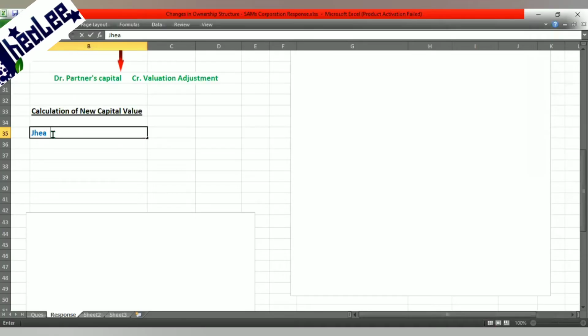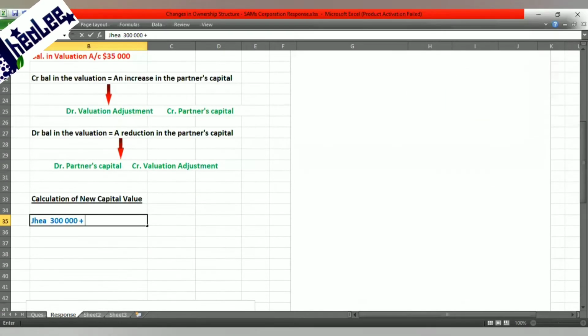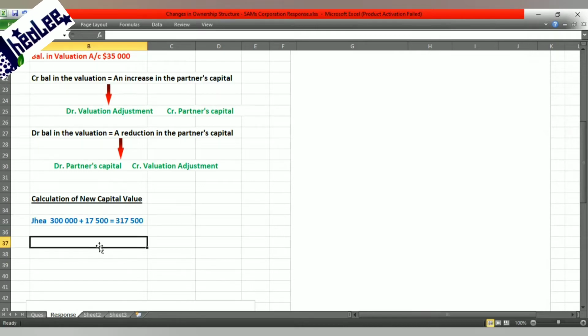So J: 300,000 plus the value that is coming from the adjustment, and that was 17,500. There was a gain, so we're adding that 17,500, and that would give us a new capital for J of $317,500. Let's look at Maya.